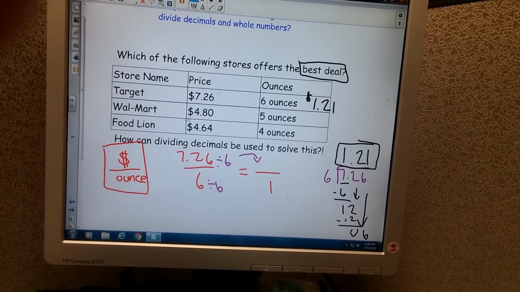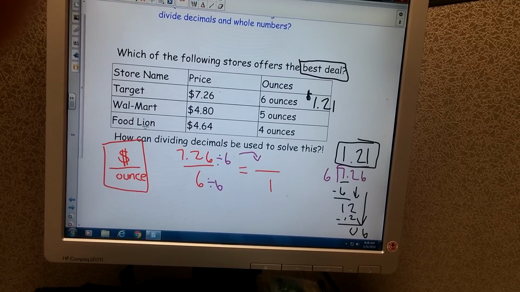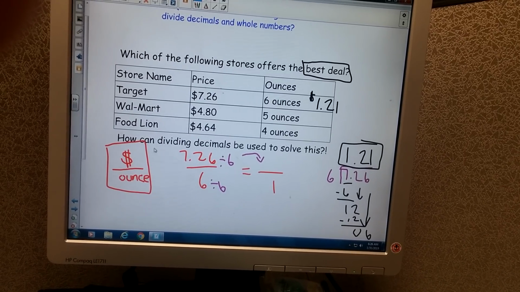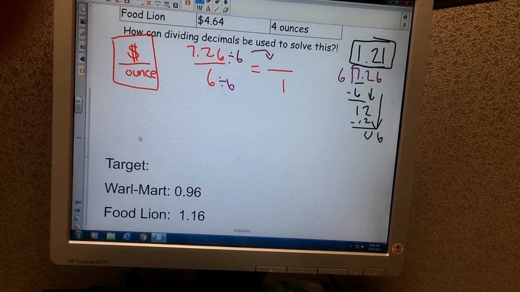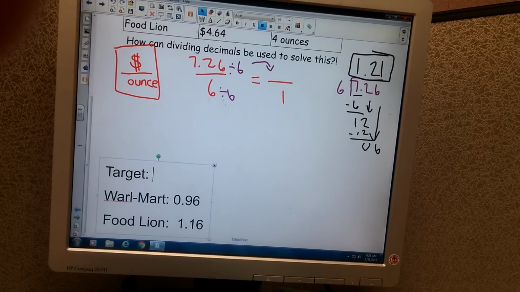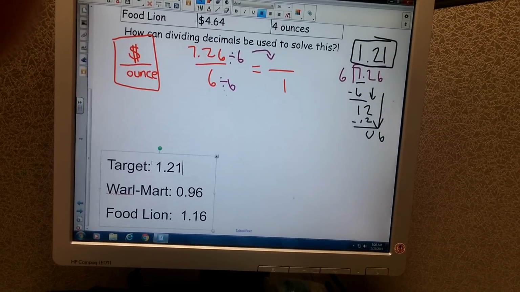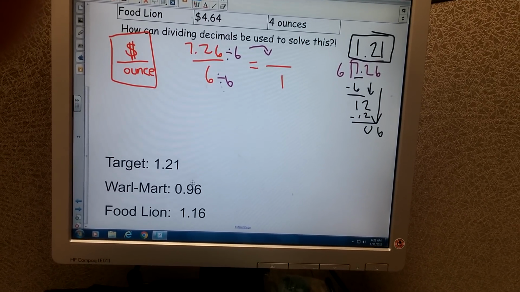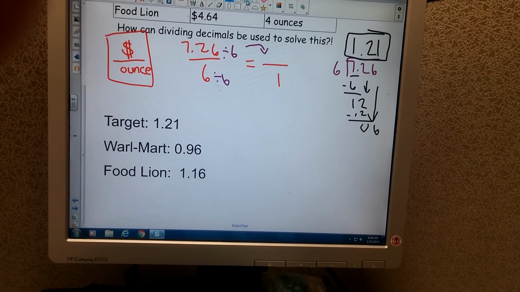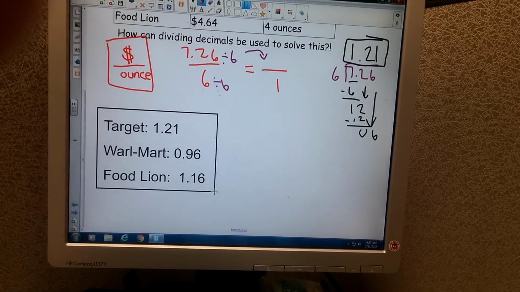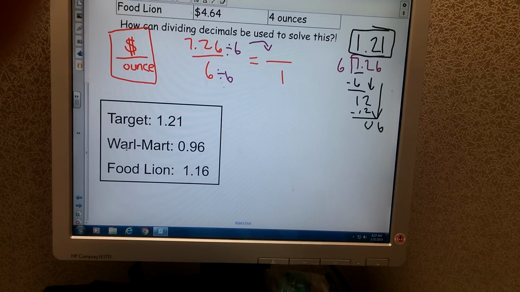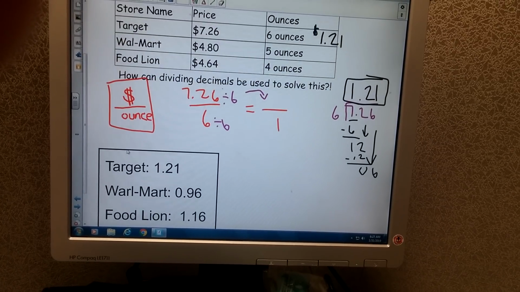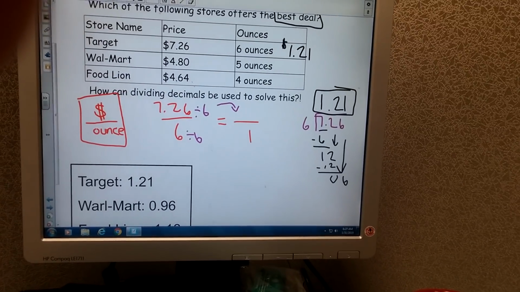Okay, so for each of the other stores, Walmart and Food Lion, you should have set up a ratio, money over ounces. And when you worked it out, here's what it comes out to. We just found that Target was $1.21 per ounce. Walmart was 0.96 or 96 cents per ounce, and Food Lion was $1.16 per ounce. So the cheapest was, I can't spell, it says Walmart at 96 cents per ounce.